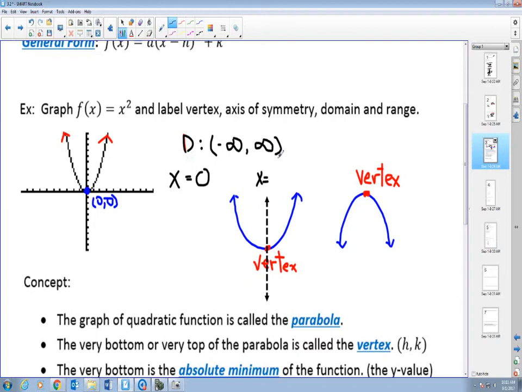Right, my domain is negative infinity to infinity. My range, okay, since my minimum is 0, go from down up. That will be from 0, keep on going up to infinity. Alright, I'm using a bracket for 0 because my origin is actually a point on my parabola.